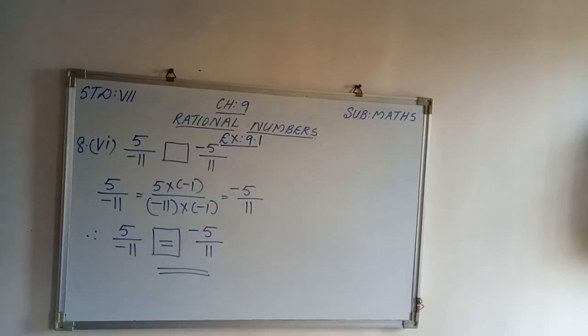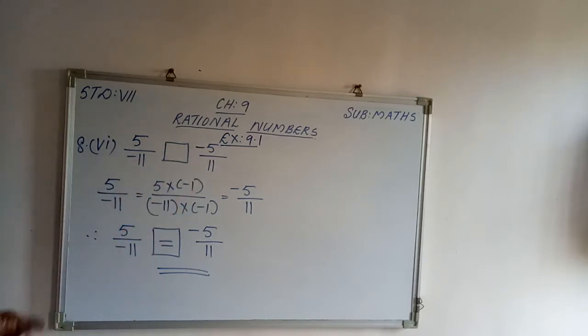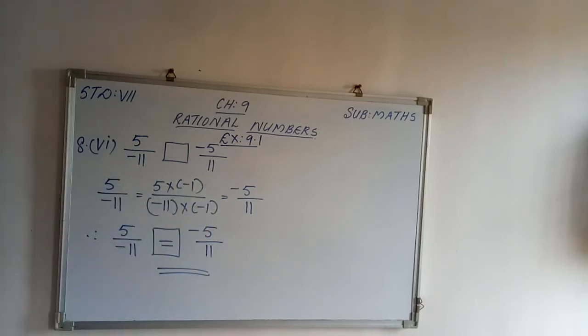Sixth one, 5 upon minus 11 and minus 5 upon 11. You know that 5 upon minus 11 is the same as minus 5 upon 11, as we multiply both numerator and denominator by minus 1. Therefore, we can write 5 upon minus 11 is equal to minus 5 upon 11.